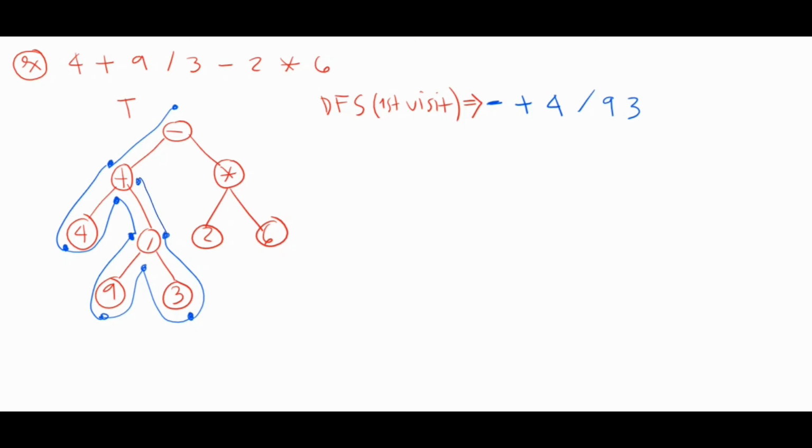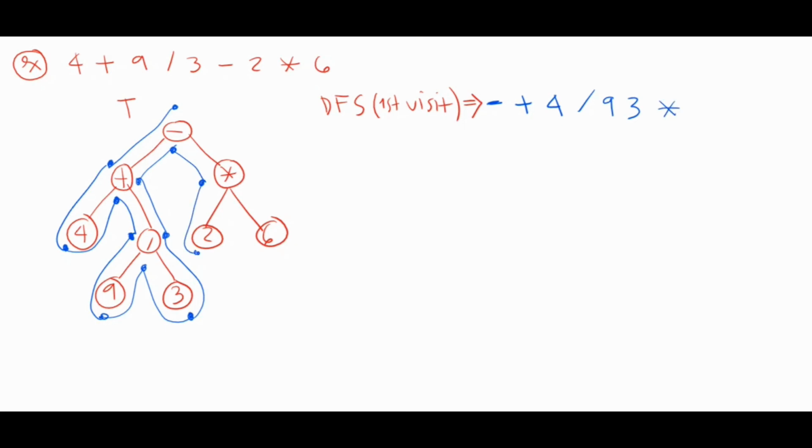And we move up. This is our last visit to node plus, and we don't list it. We move up. Our second visit is this one for root minus. And then we go down. This is our first visit to multiplication, so we list it. And then we move down.